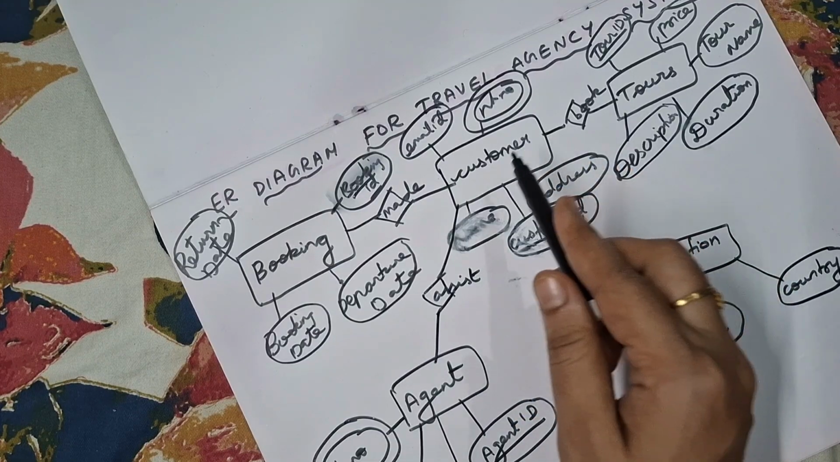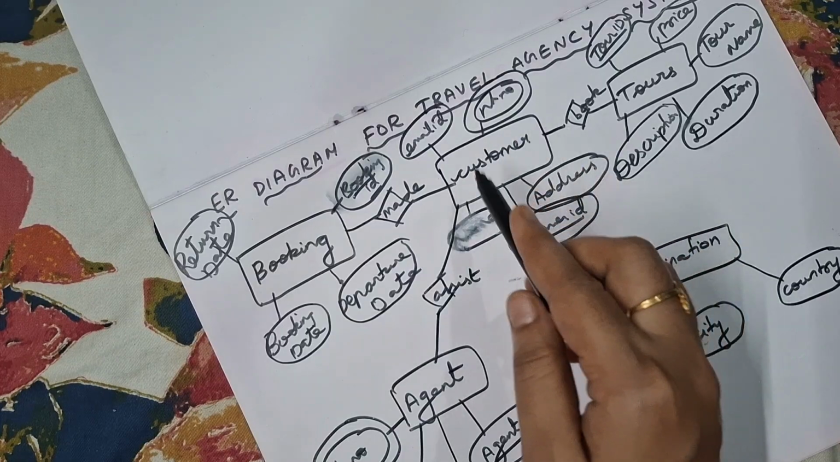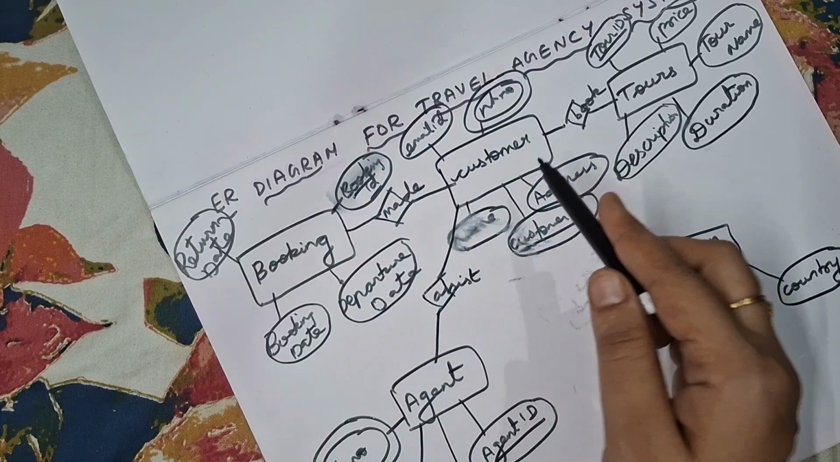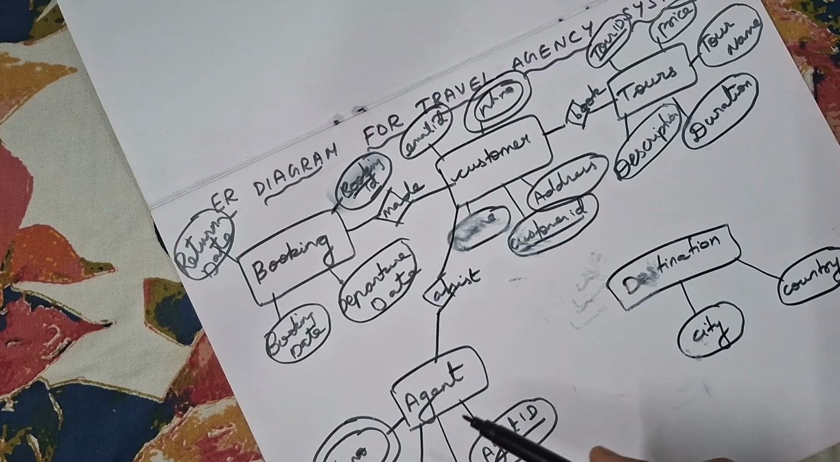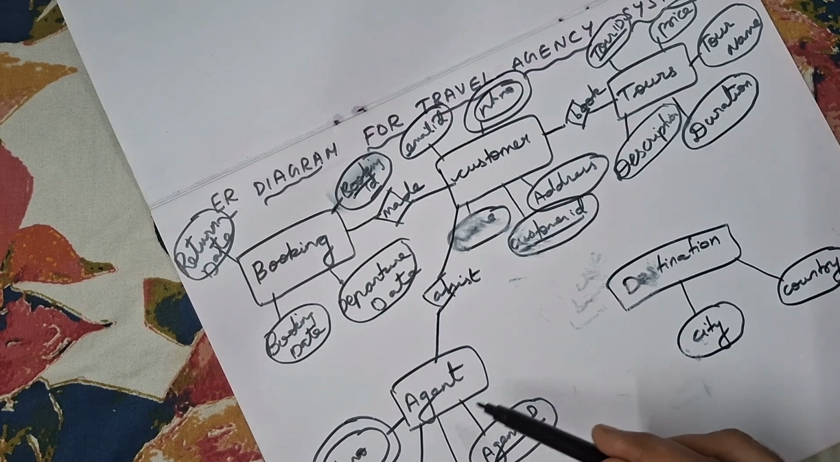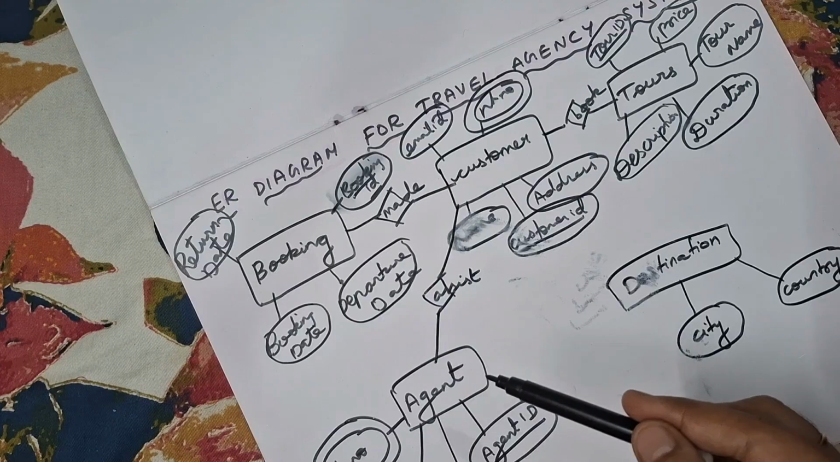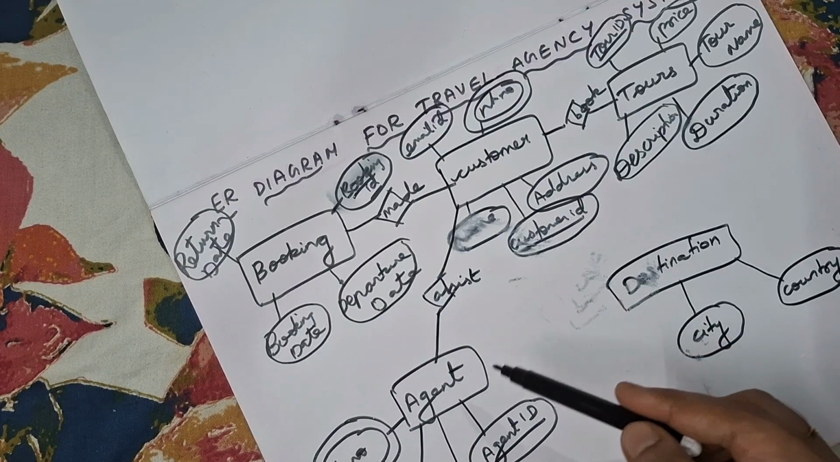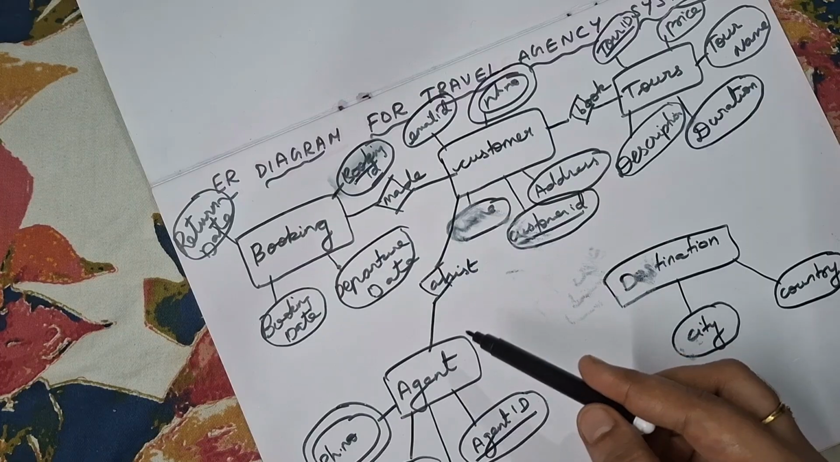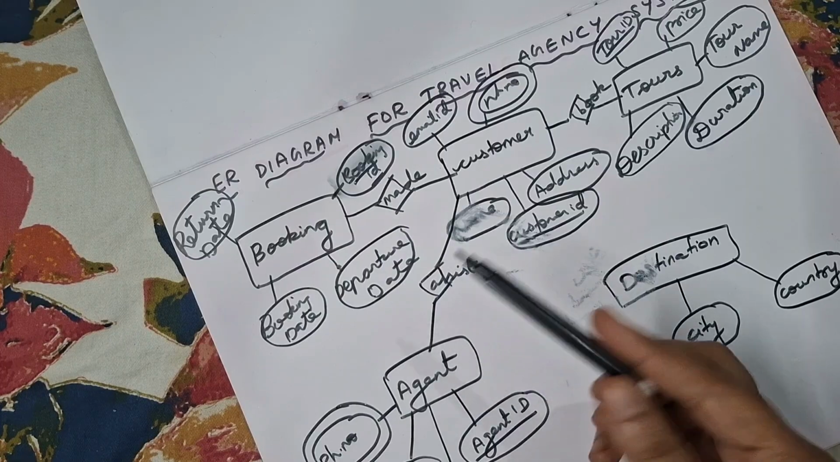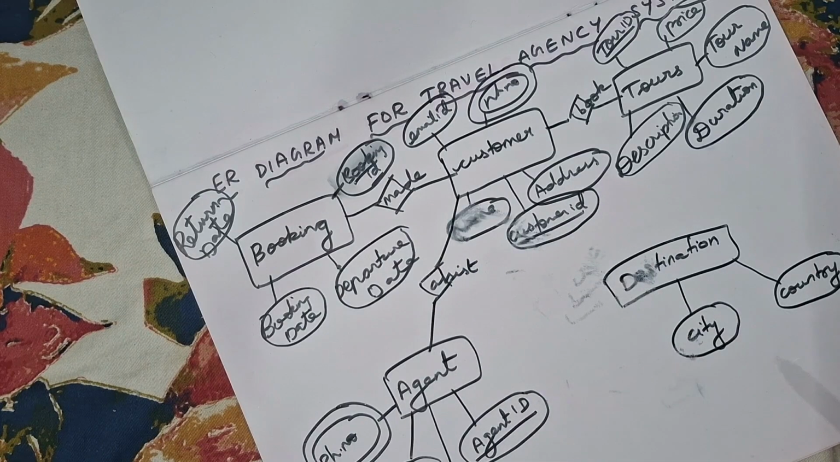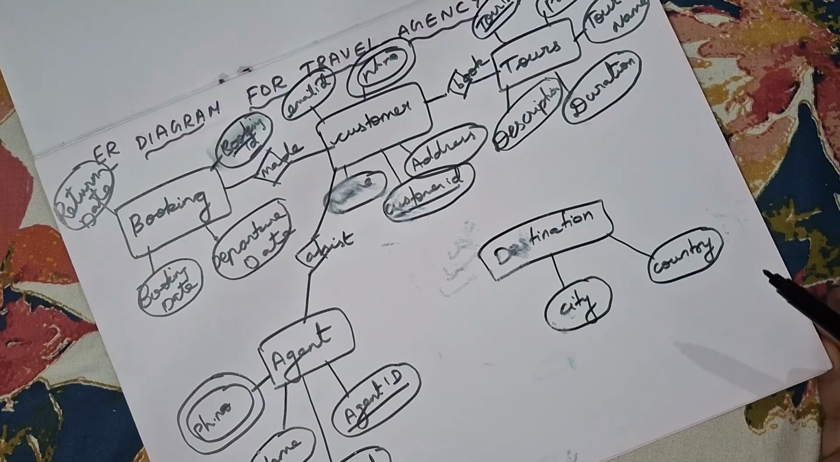So if a customer wants to book a tour, they need to contact the travel agency. That is, you need to contact the agent and they will be guiding you on the various tour packages that are available in their travel agency system. So therefore, agent is assisting the customer on the various packages that are available.